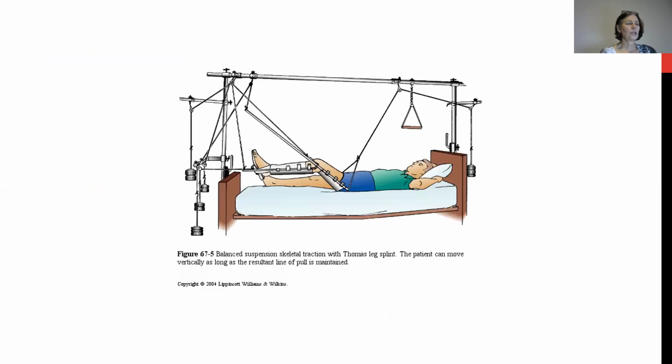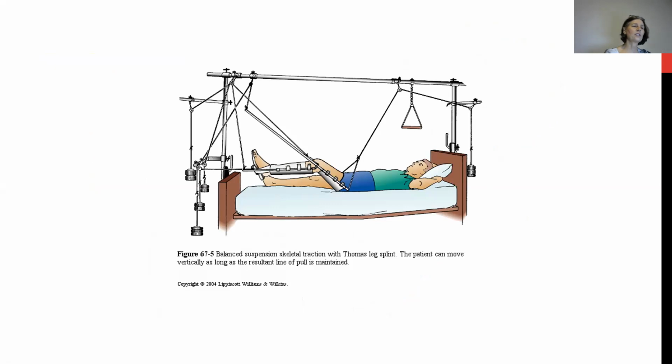All right, here's another picture, the balanced suspension traction. So you can see the pulling forces obliquely up to the left and then hanging off the bed. So you have a pulling oblique upward force. You have a forward pull on the calf running off of pulleys off the bed. And then you have your counter traction going up off to the right and off the head of the bed. So you have pull in two directions.